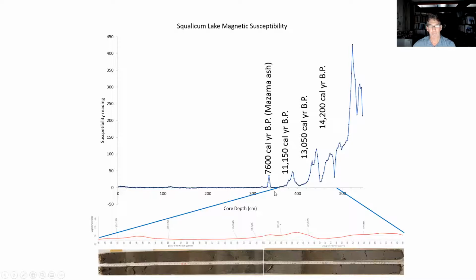But there's a few big blips in that susceptibility. This is where the sediments are more clastic rich and they have more of a magnetic signature in terms of being able to measure. The highest one here is Mazama ash. So that's from Crater Lake. It's a nice little timeline for us. But the area I was interested in is going back here. There's 3 big pulses here.